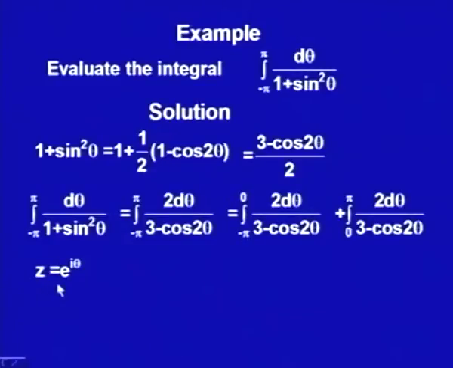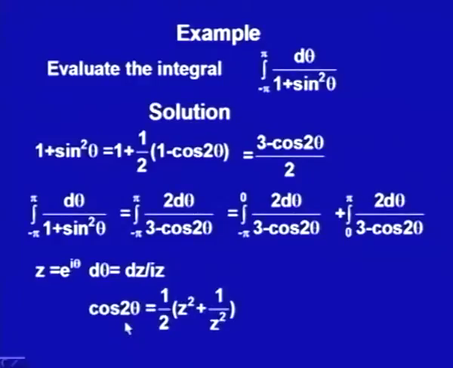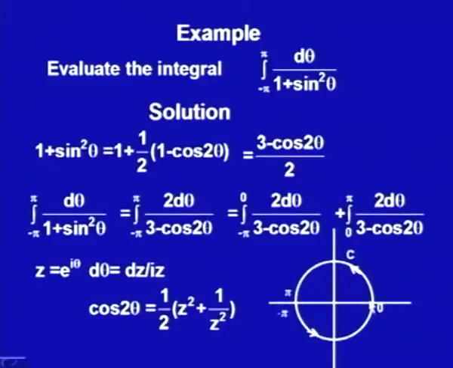So, first we are going to make the same substitution, that z is e to the power i theta. So, d theta would be dz upon i z, and cos 2 theta would be 1 upon 2 times z square plus 1 upon z square. Now, we see the limits which we are having, minus pi to plus pi, I am breaking as minus pi to 0 and 0 to pi. So, let us first see this 0 to pi.